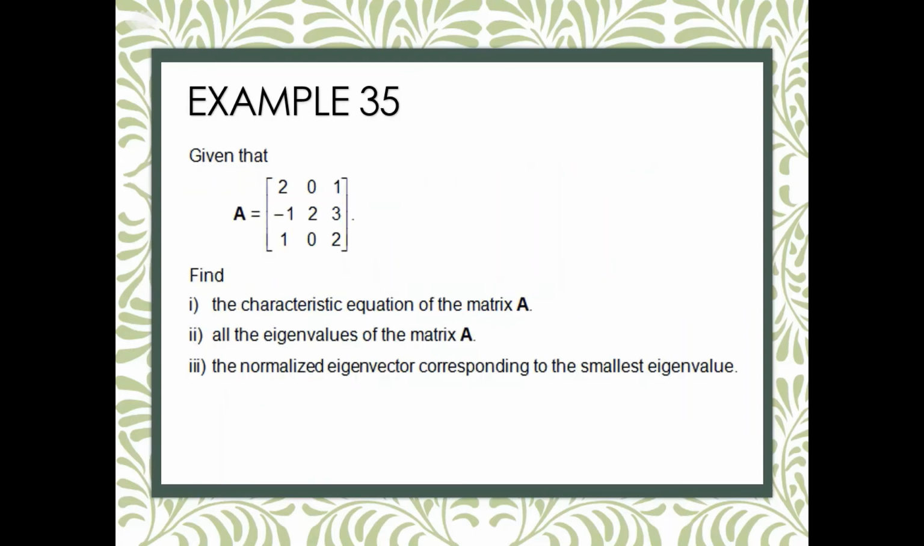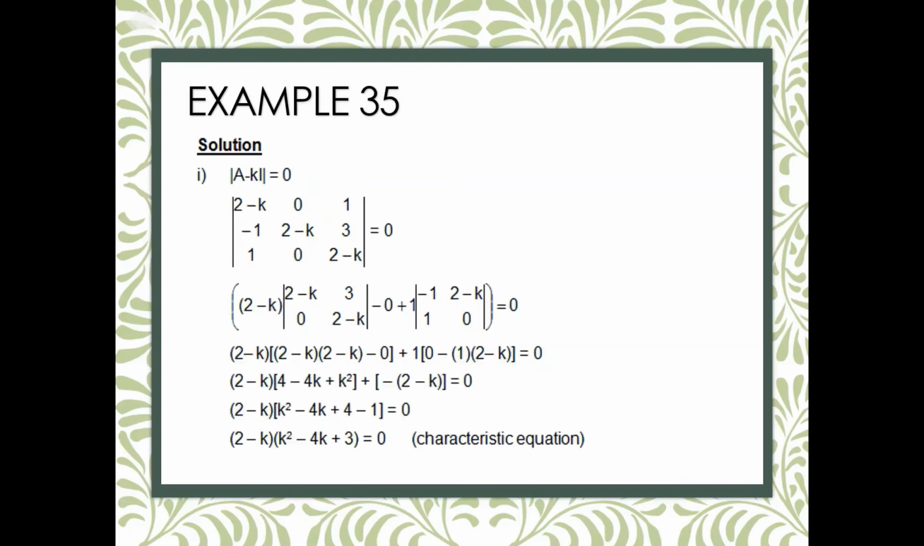Proceed with example 35. You need to find the characteristic equation of the given matrix A, the eigenvalues, and also the normal eigenvector corresponding to the smallest eigenvalue. As the square matrix is of order 3, you should obtain 3 eigenvalues. To find the eigenvalues, assume that the determinant of A minus kI is equal to 0.